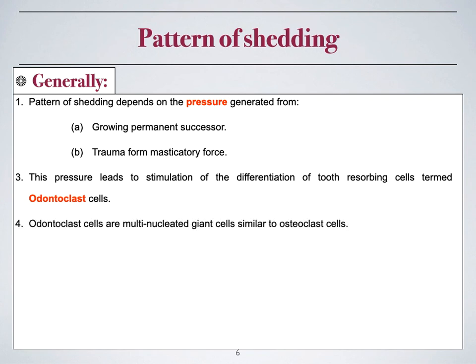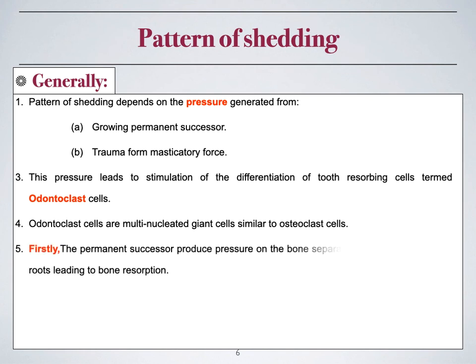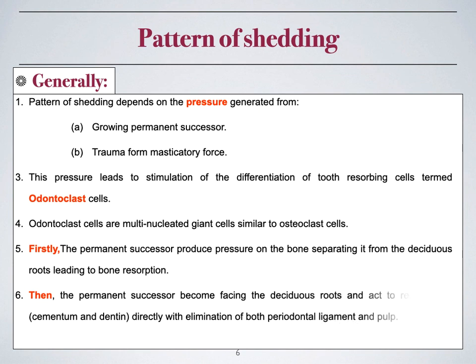طب أول حاجة هتحصل إيه؟ Firstly, the permanent successor produces pressure on the bone separating the permanent from the deciduous, and this bone will be resorbed. Then the permanent successor becomes facing the deciduous root and acts to resorb the root itself, as cementum and dentin as a hard tissue directly, with elimination of both periodontal ligament and the pulp as a soft tissue.